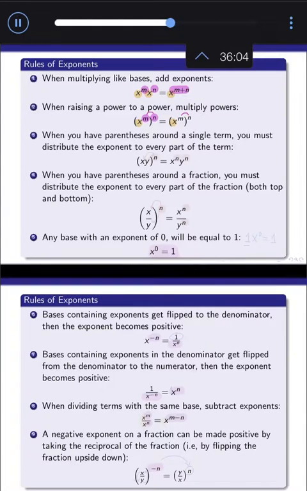This third rule says if we have an exponent on a set of parentheses, that means that everything inside of those parentheses is going to get raised to that exponent. In this case, that means that both the x and the y get raised to the nth power.